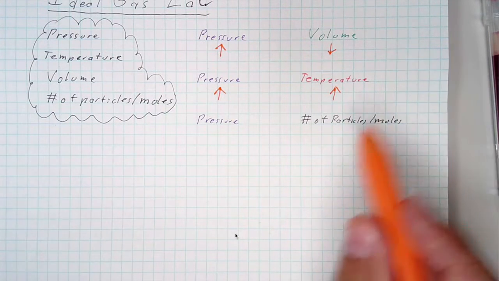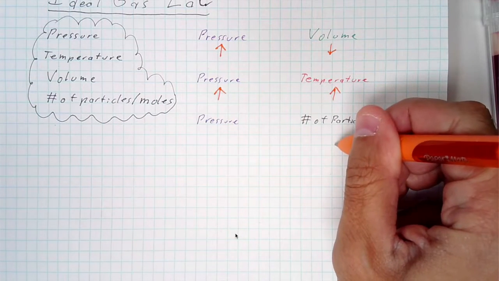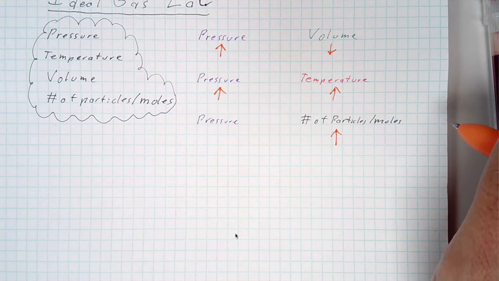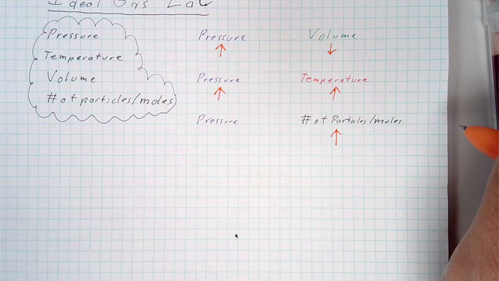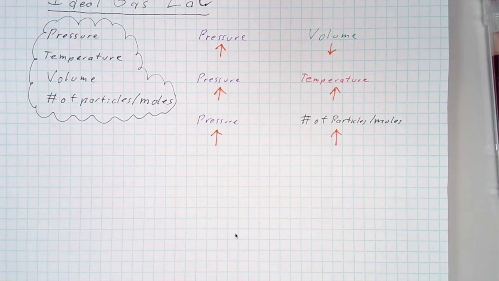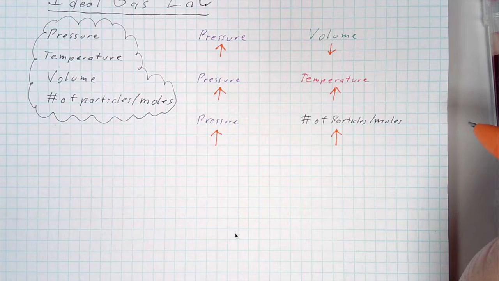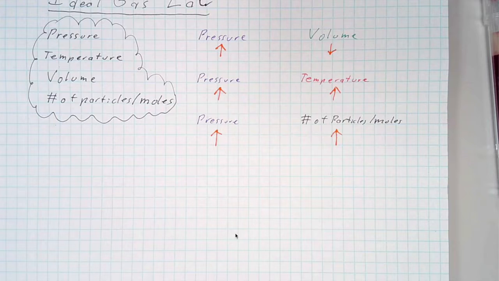And what happened when the number of particles increased in our container? As we added gas molecules or gas atoms to our container, what happened to the pressure? Well, the pressure also increased. Remember, we had more particles in there. Again, assuming the same temperature and volume, adding more particles will increase the number of collisions. It'll increase the force against the container. So larger force over the same area increases our pressure.